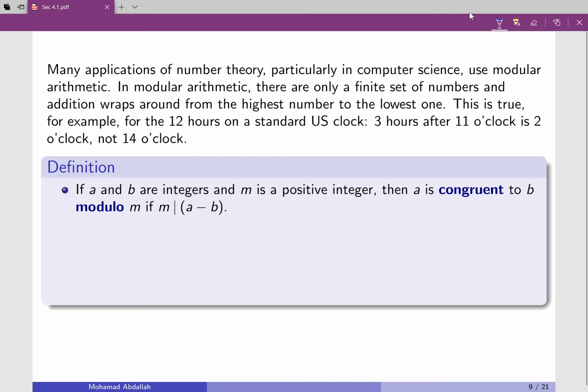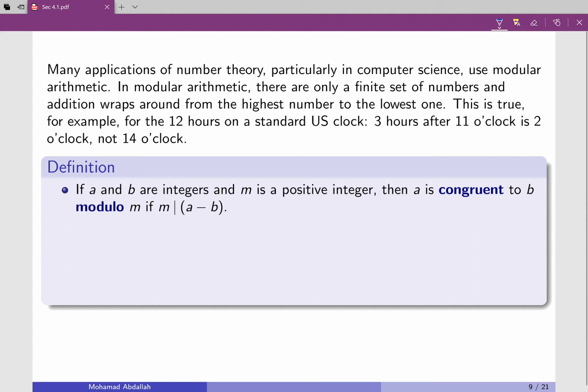So now we'll talk about modular arithmetic. Many applications can be found related to this in computer science, especially in cryptography. A very basic example that we can face daily is this. Suppose that we have the 12 hours on a standard US clock. So if the time is 11 hours, after 3 hours, it's going to be 11 plus 3, but we don't say it's 14. Okay, we say it's 2 o'clock.